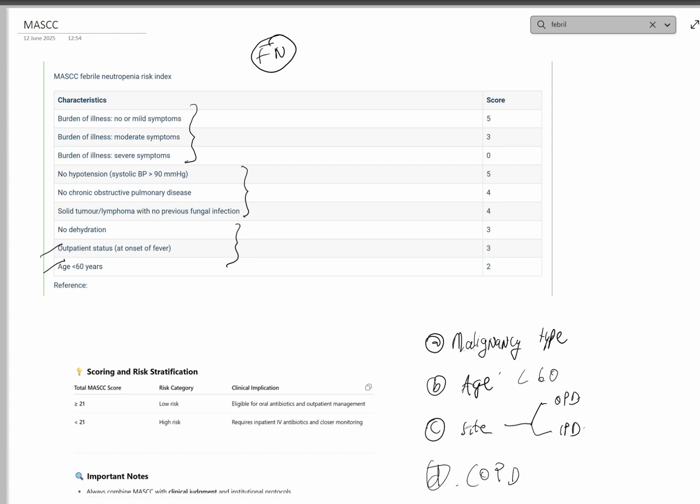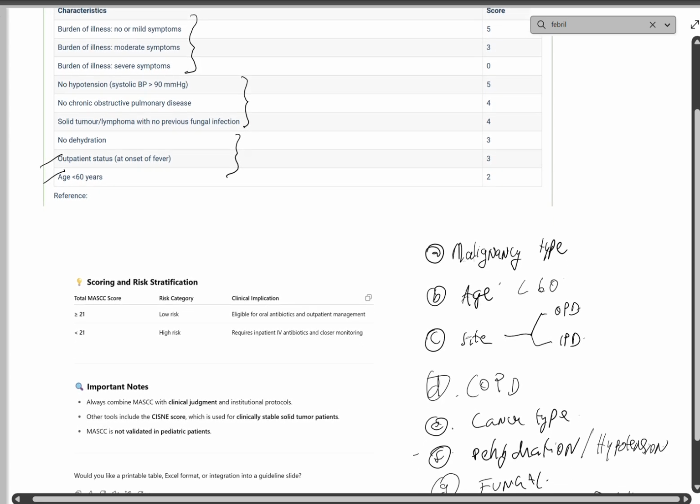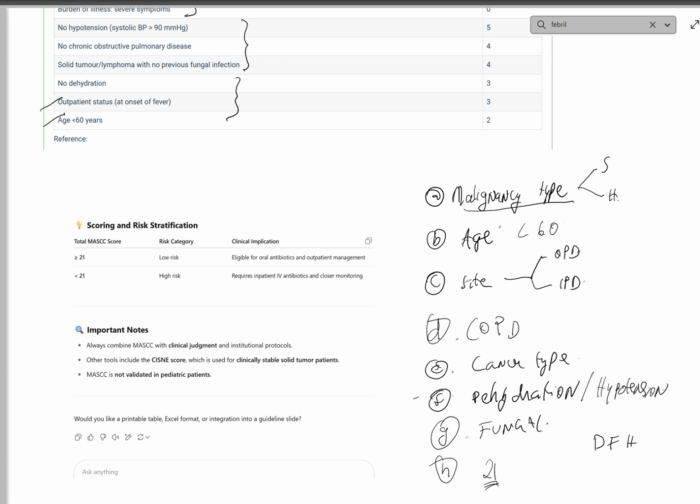So according to the guidelines, we give this patient an MASCC score. I have a mnemonic for that. M means the malignancy type, if it is solid or hematological. And always remember in MASCC, the maximum score is 26.